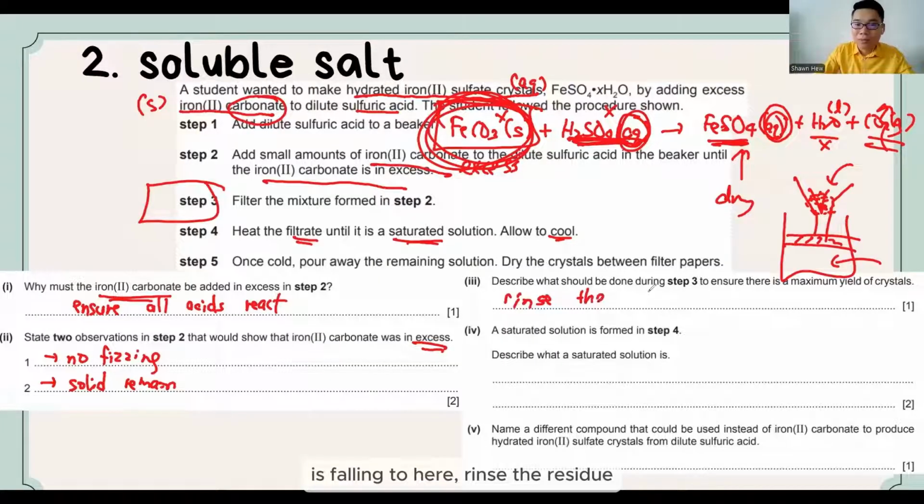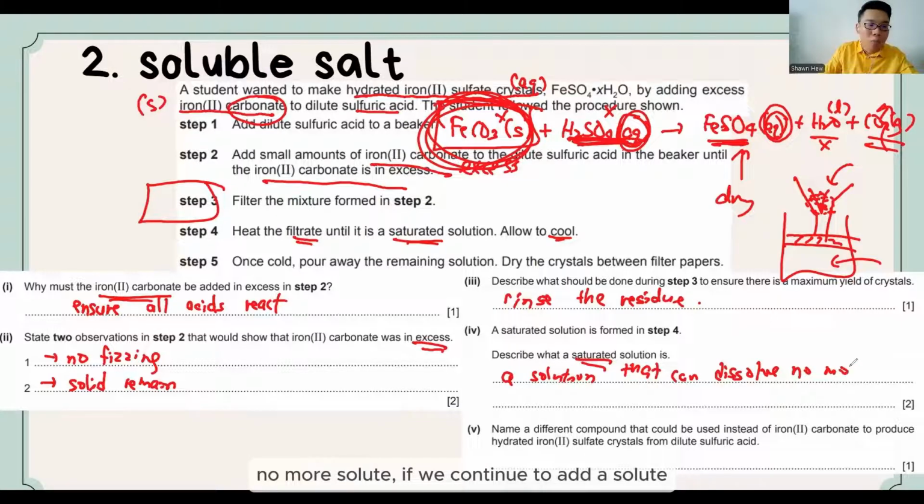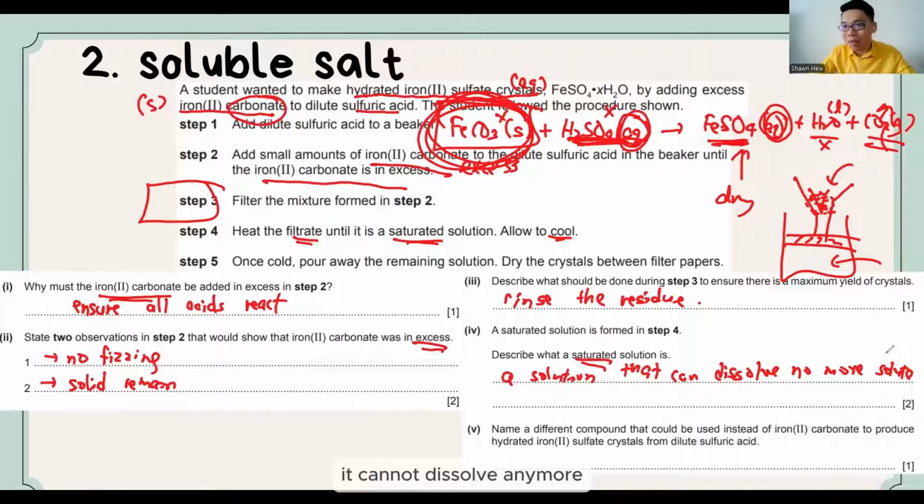Rinse the residue. Next, a saturated solution is formed. Okay, so it's a definition question. It is a solution that can dissolve no more solute. If we continue to add the solute, it cannot dissolve anymore.